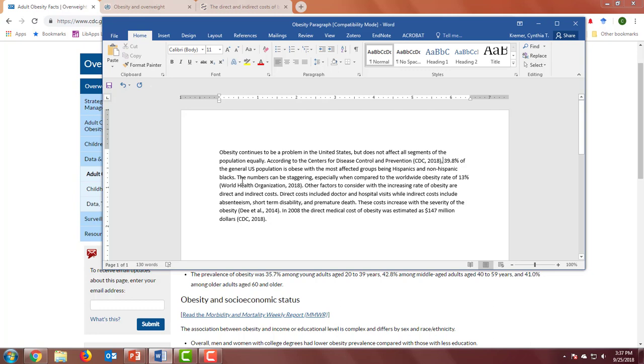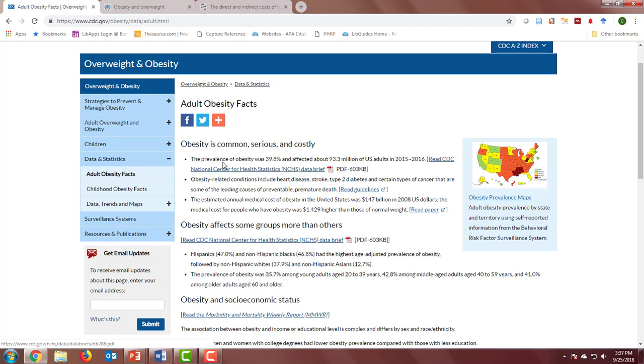That sentence is the thought I got from the CDC, so that's why I put that there. And you can see that if I go in here, it says the prevalence of obesity was 39.8%, and here it says Hispanics and non-Hispanic blacks have the highest prevalence of obesity. Those were the 2 facts that I pulled from here and put into my paper.